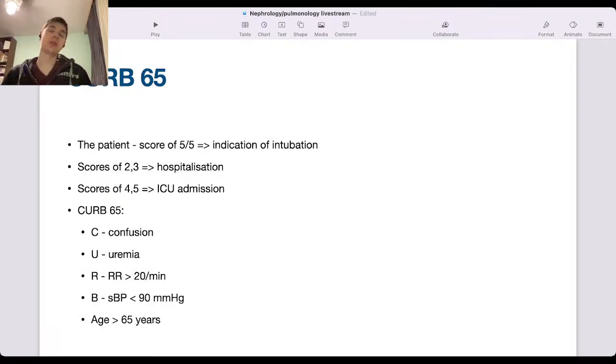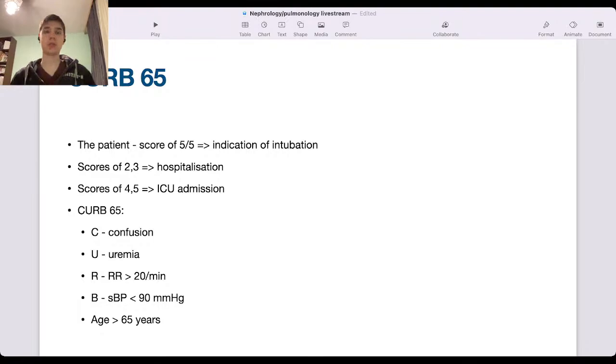CURB-65 is an index that we use to establish if we hospitalize a patient or not. The patient's score is 5 out of 5. This is an indication for intubation, not only hospitalization. Scores of 2 to 3 indicate hospitalization. Scores of 4 to 5 indicate ICU admission.